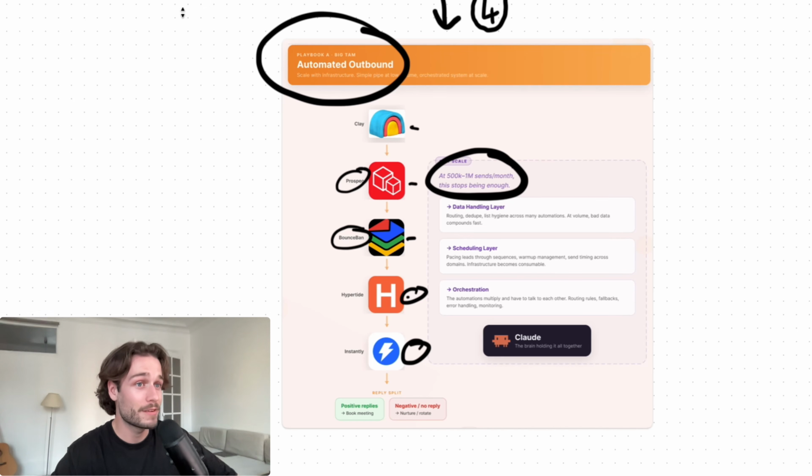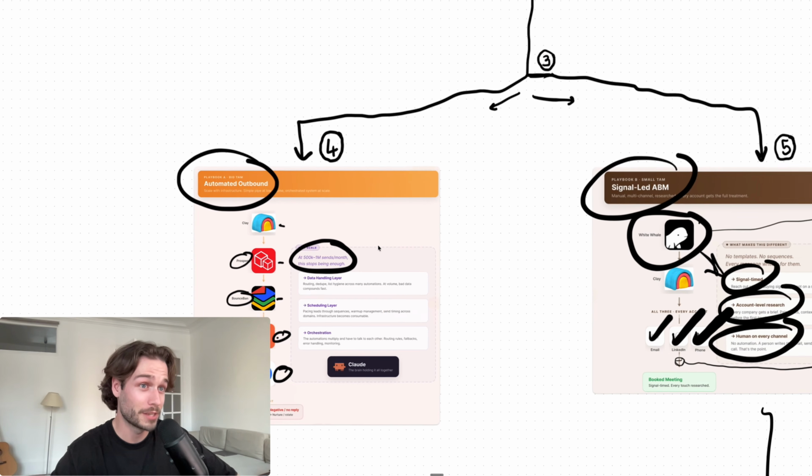So either you're hiring someone in-house to handle this as a dedicated system, or you're contacting an agency like ours to come in and do this for you. Okay, at this level you really need someone dedicated to set this up properly.